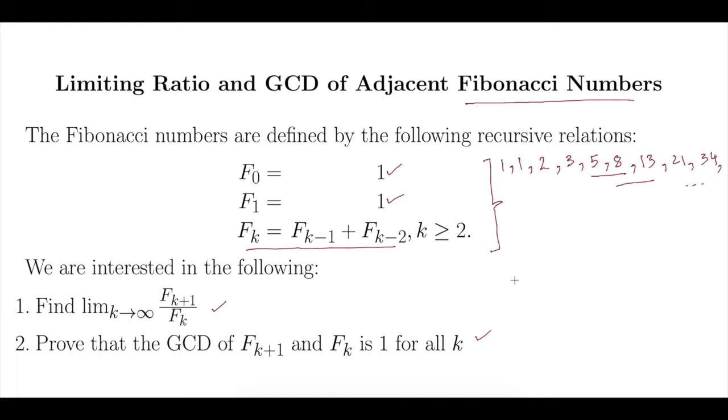Okay, so we are interested in finding the limit of the k plus first Fibonacci number to the kth Fibonacci number, so the limit of that ratio. And then we want to prove that the GCD of every adjacent pair of numbers is 1 for all values of k, and you can check it from here as well. The GCD of these two numbers is 1, GCD of these two numbers is 1, and so on, but we want to prove it in a general sense.